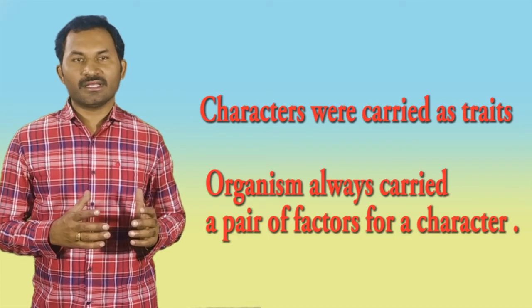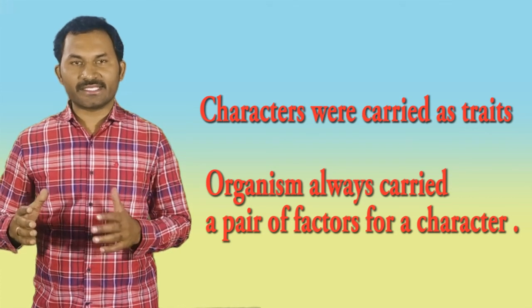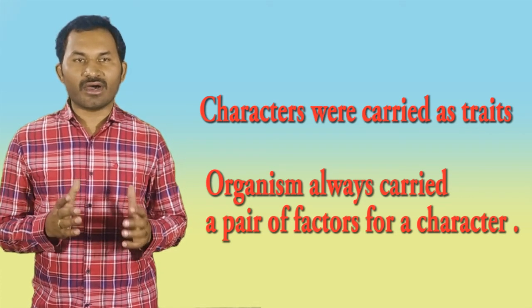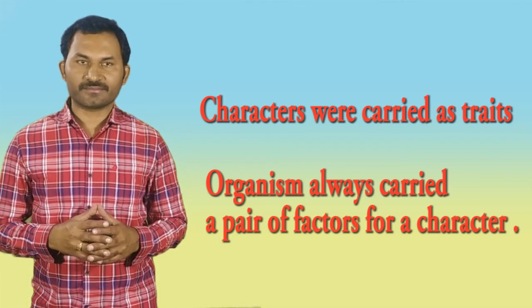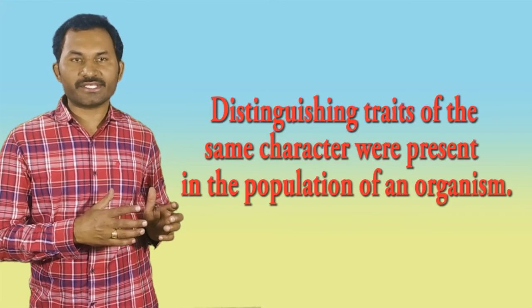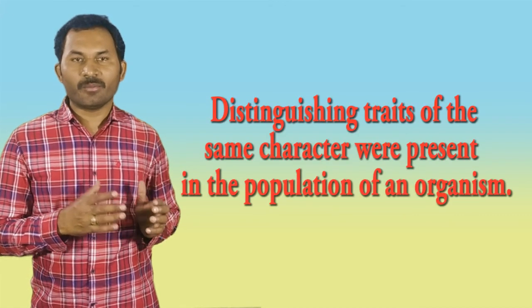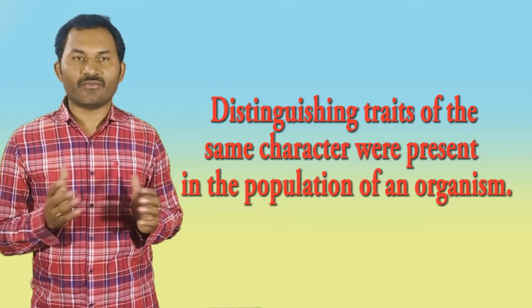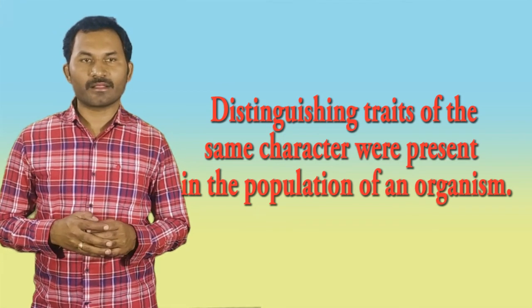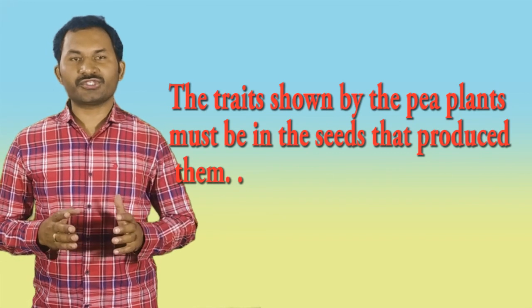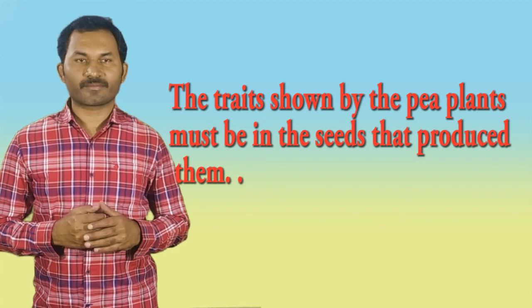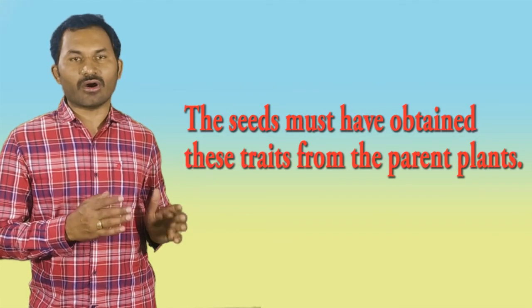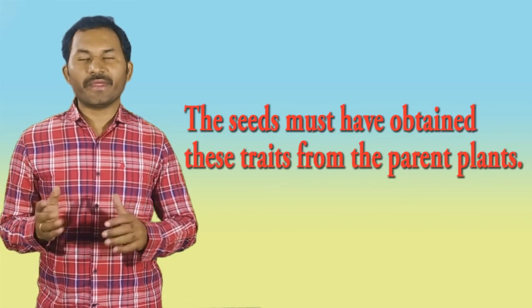Mendel hypothesized that characters were carried as traits and organisms always carried a pair of factors for a character. He also hypothesized that the distinguishing traits of the same characters were present in the population of an organism. He assumed that the traits shown by the pea plants must be in the seeds that produced them. The seeds must have obtained these traits from the parent plants.